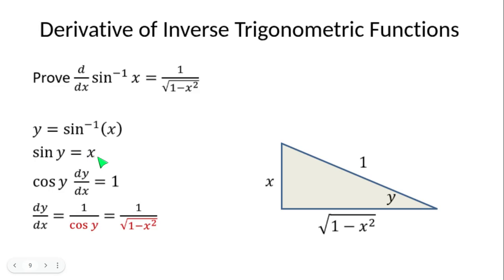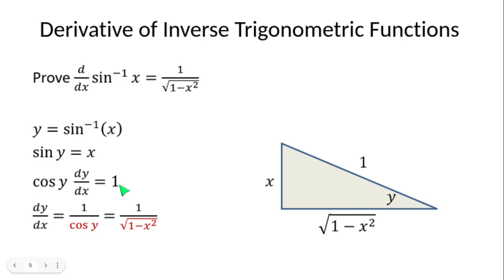Now I'm going to do a bit of the kind of differentiation I've been doing in this section, implicit differentiation. The derivative of sine of y with respect to x is cosine of y times the derivative of y with respect to x. Derivative of x is just 1.